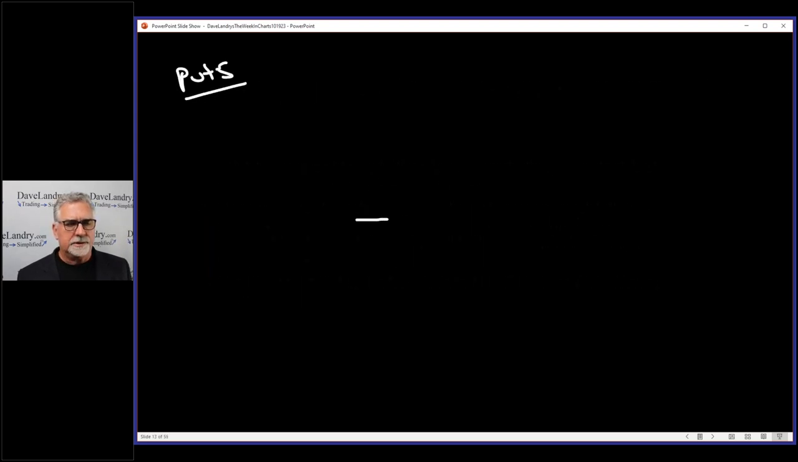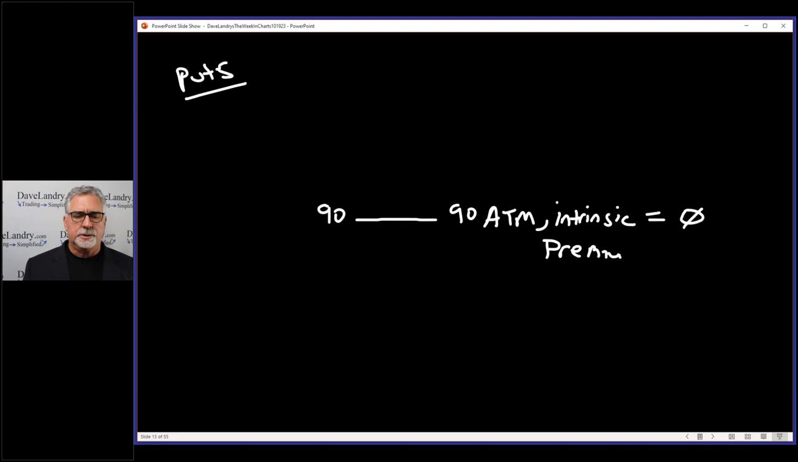So let's talk about puts. Let's say the market is at 90 and the strike is at 90. So that would be at the money. The intrinsic value is 0. So if they want $2 for that option, that is 100% fluff, or 100% extrinsic value.